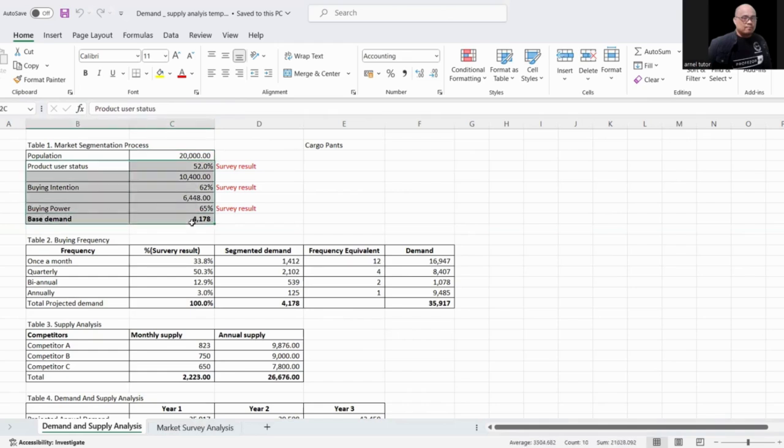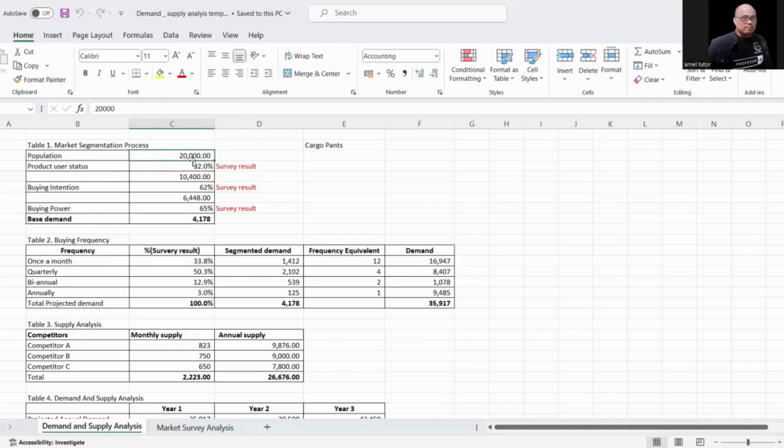In this example, the population considered is 20,000 for a particular barangay. What else is included? For demand and supply analysis, the product user status, buying intention, and buying power are included. Where do we get these percentages? These are actually the survey results, so it is very important that you do your survey properly. Also, as you notice, as we move from one item to another until we reach the base demand, the population narrows down. This is because we filter our target customers. Let me explain further.